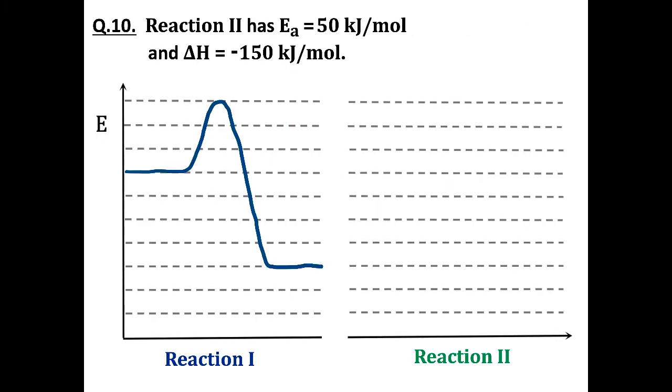Okay, now here is a second reaction. And for comparison, we have the first reaction's energy profile shown, on the same scale, and let's just use the same starting point as well. Reaction 2 has E sub A of 50 kilojoules per mole, and delta H for the reaction is negative 150 kilojoules per mole. See if you can draw the energy profile for that, and then we'll answer a couple questions.